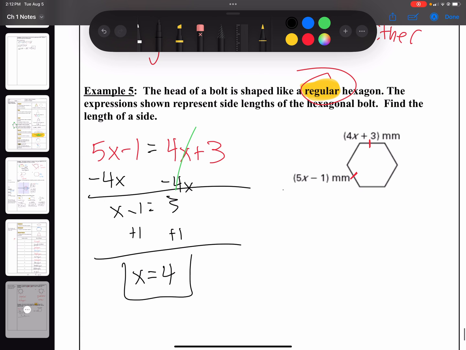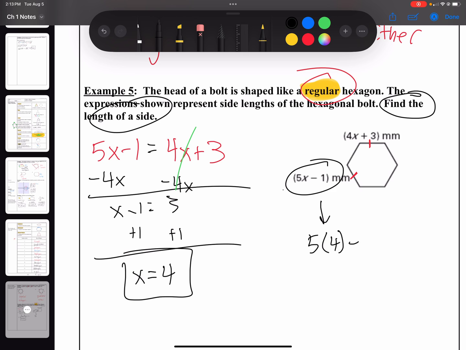Now be careful. Do we box that in and move on? Nope. It said find the length of a side. Now it doesn't matter what we plug it into. I'm going to plug it in here. So 5x minus 1 means 5 times x, which is 4, minus 1. That'll be 20 minus 1. So the side lengths are going to be 19 millimeters.